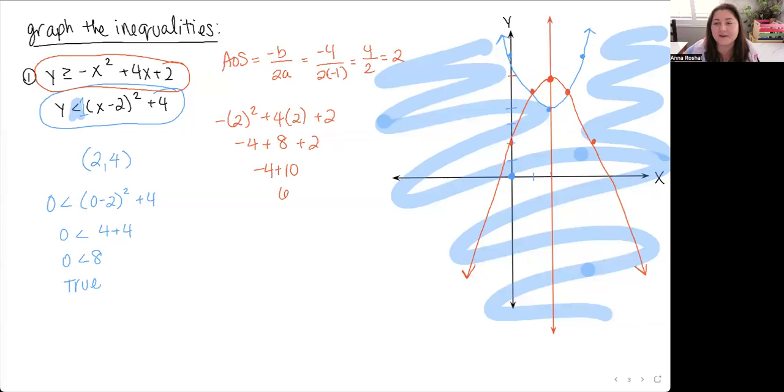All right, so here we are. We want to make sure that we know where to shade things in, right? So again, I really like this method. If I plug in 0 into here, will my statement be true? So let's take a look.